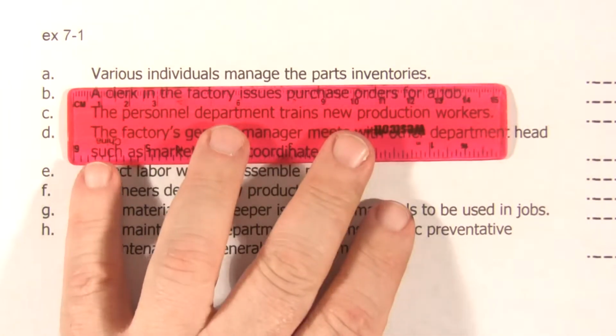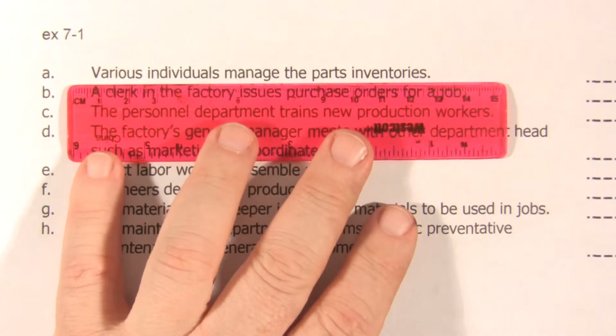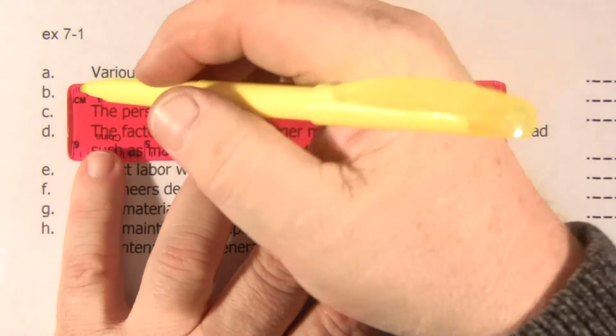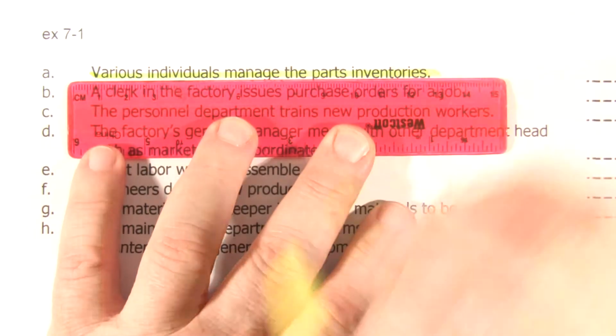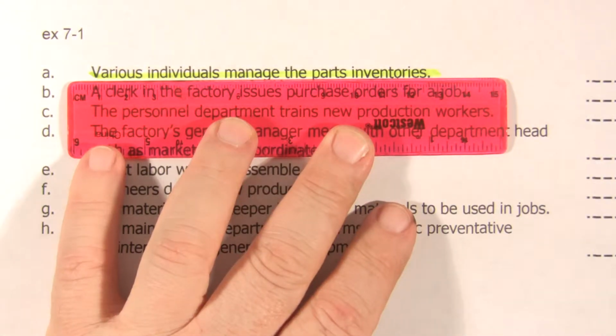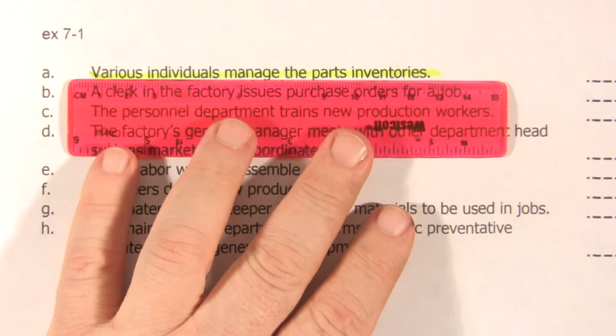Okay, various individuals manage the parts inventory. Well, that to me is pretty clearly product level because we're talking about parts, and that's what we put together for the product. So we'll call that product level. Let's go through and see if we have anything else that's product level.